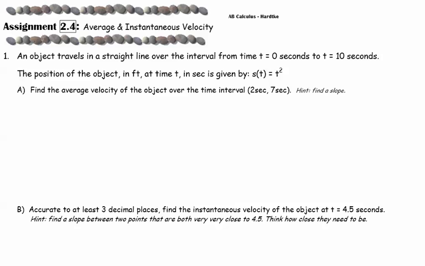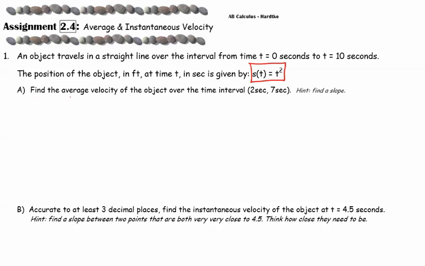In this assignment, we want to begin investigating how we can move from average velocity to instantaneous velocity. Well, you've been doing average velocities all the way through your algebra studies. So first we have an example of an object in straight line motion, and we know its position function. We often use the letter S for the position of a function at a given time. And here we know the domain is from 0 seconds to 10 seconds.